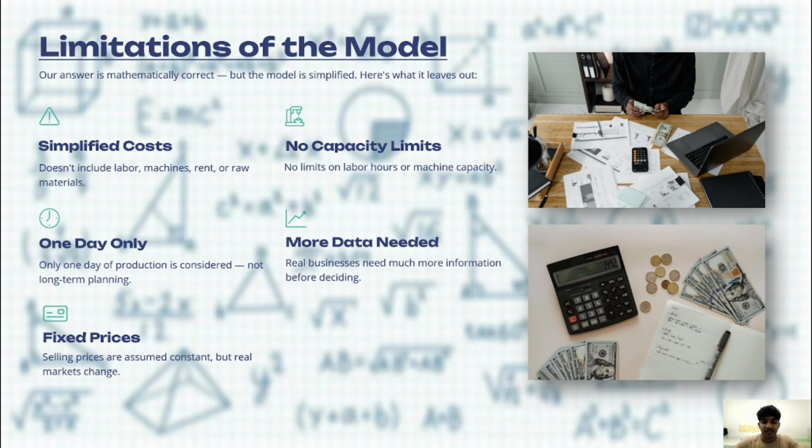Another is fixed prices. In our model, product A is always 50 ringgits and product B is always 40 ringgits. But in real markets, prices change because of demand, competition, or discounts. So this model is useful for understanding the idea of optimization, but real-life businesses need much more information before making a final decision.